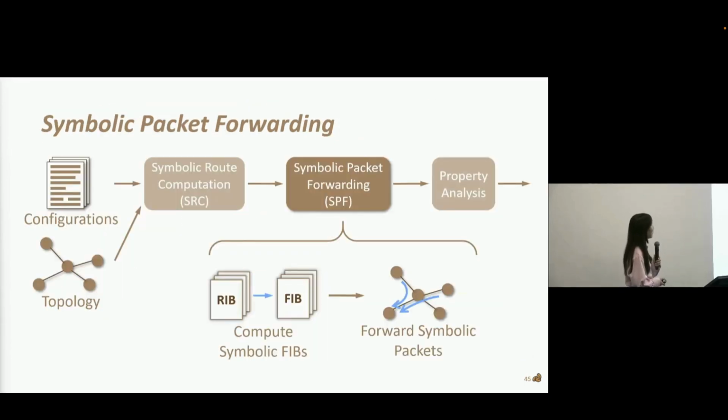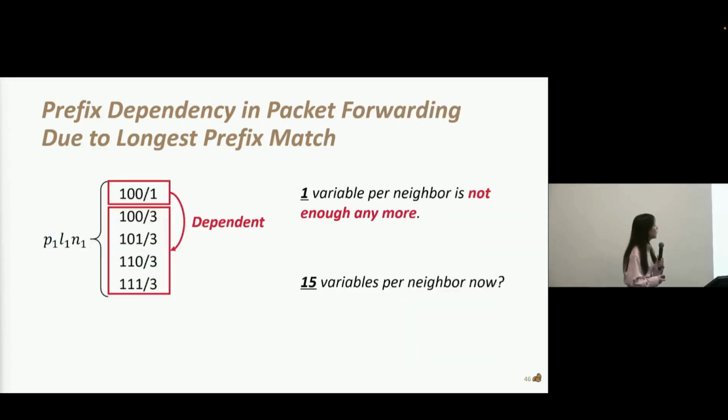After symbolic route computation is symbolic packet forwarding, which contains first converting symbolic RIBs into symbolic FIBs, and then forwarding symbolic packets. However, during converting symbolic RIBs into symbolic FIBs, there's another challenge. In packet forwarding, there are prefix dependencies due to the longest prefix match principle. As for the symbolic prefix P1, L1, N1, it contains 5 prefixes, 1 /1 prefix and 4 /3 prefixes. And the /1 depends on all the /3 prefixes due to longest prefix match. And it means that one variable per neighbor is not enough anymore. But does it mean that we need 15 variables for each neighbor now?